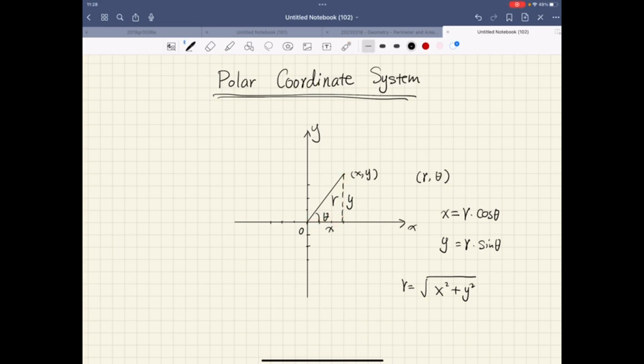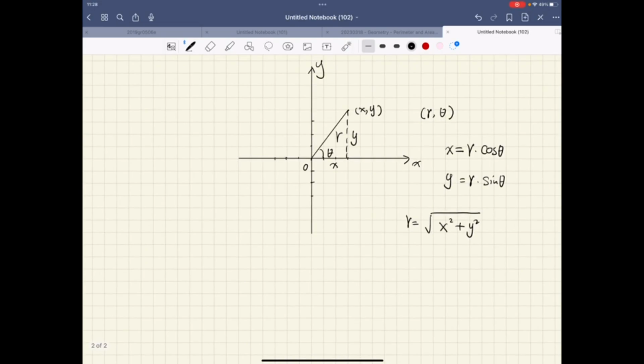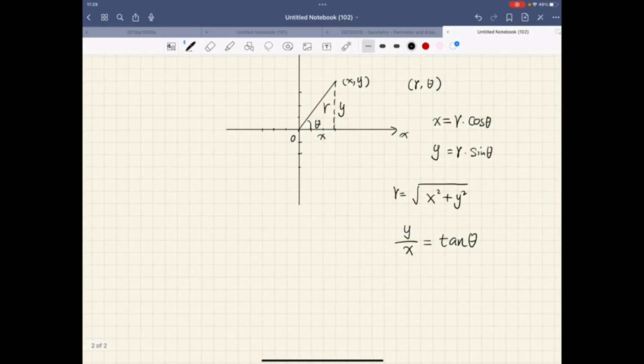Okay, but how about theta? When we have xy, we have the ratio of y over x. That is just this over this, which is nothing but tan theta. When we have this equation, we can then get theta equal to arctan of y over x. So by this way, from xy, we can get the unique r and theta at the same time.